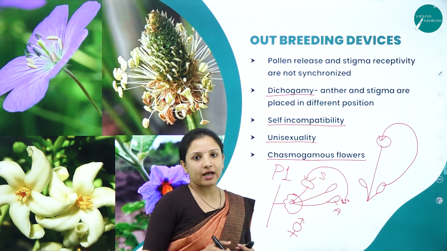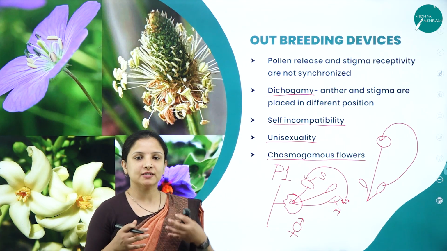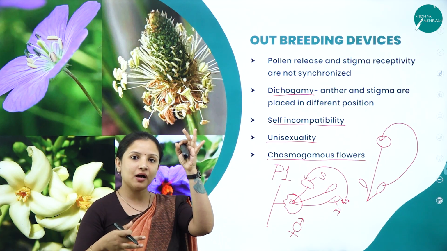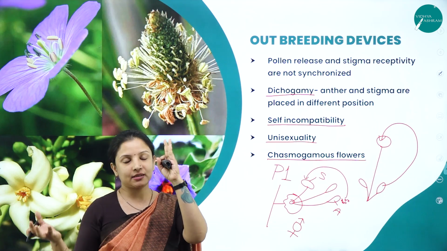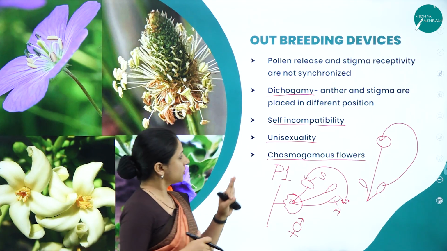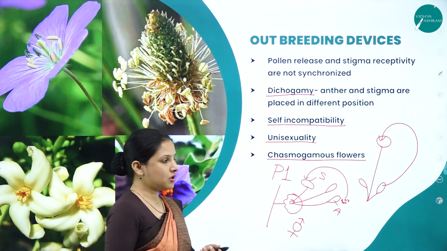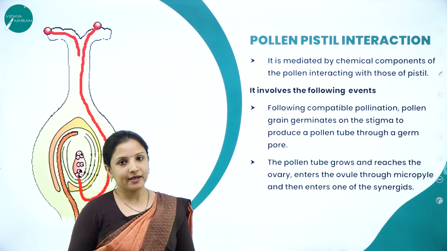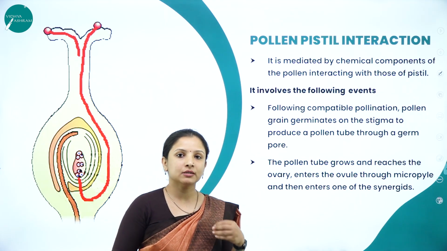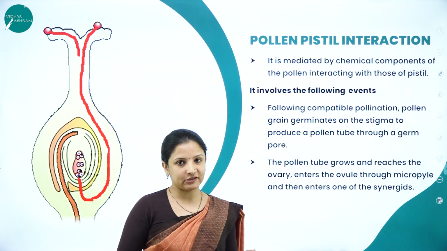So what are chasmogamous flowers? In chasmogamous flowers, the anthers and the stigmas are well exposed, so the stigma is so well exposed that it is easy for it to receive pollen grains from other flowers. So some flowers will exhibit chasmogamy. So these are the outbreeding devices that the flower itself follows in order to promote cross-pollination and to prevent self-pollination.